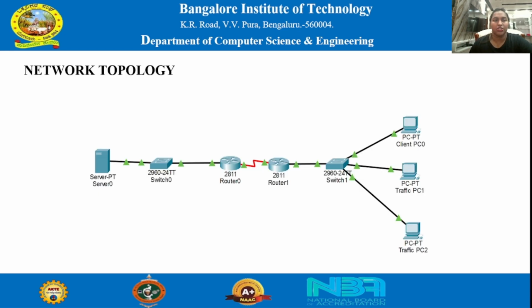Coming to the network topology, this is how the devices are connected to each other. The topology consists of one server, two routers, two switches, and the client PC and the traffic PCs. These are used to generate the traffic.